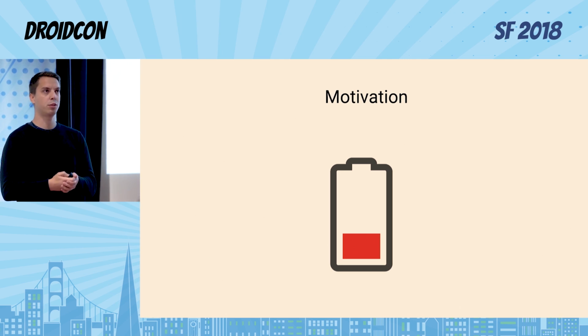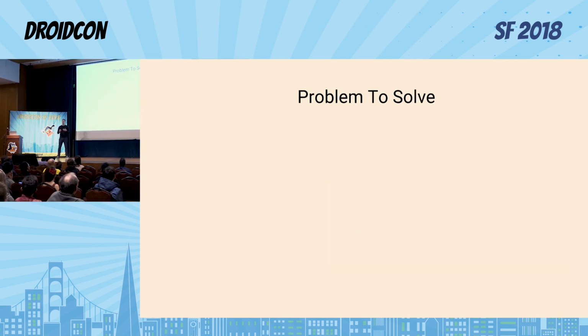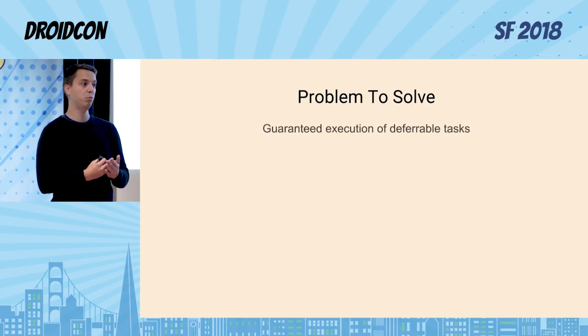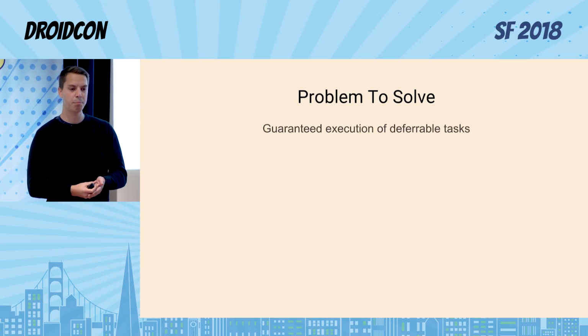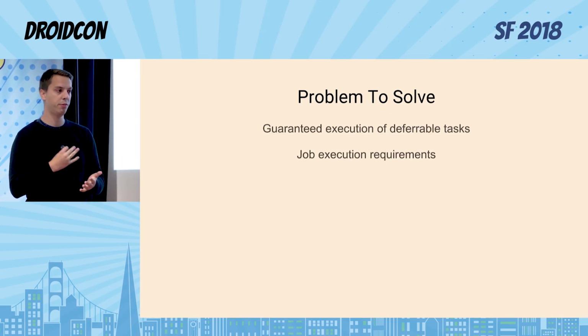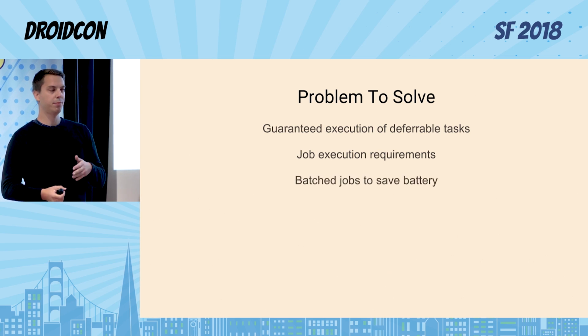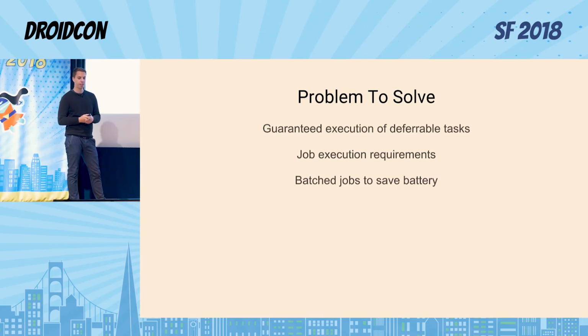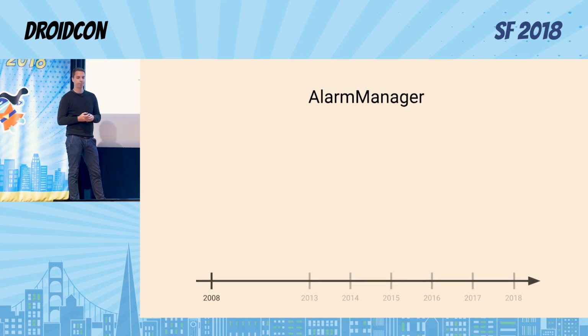So what are we trying to do? We try to run something in the background, something that has to run. For example, we want to show a notification in the morning, or we want to sync our data. Those tasks are deferrable. They don't need to run at a specific point in time. But on the other side, you have certain requirements, like I don't want to sync my data when I don't have a working network connection. So we have those requirements. And ideally, the operating system tries to batch those jobs so that it can run them together in order to save battery.